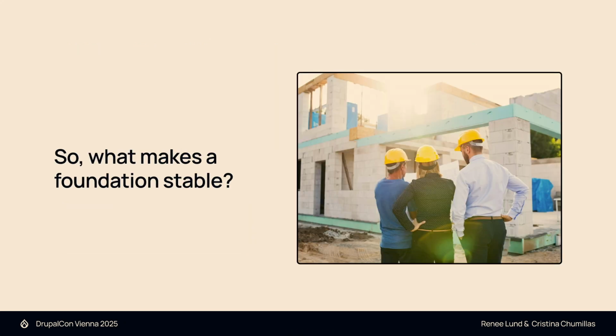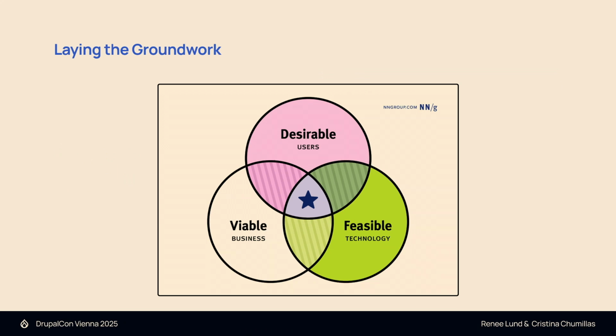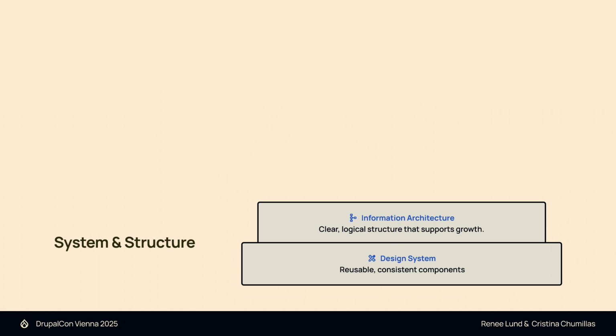That's the analogy. So what makes a foundation stable? Before you can pour the foundation, you need to lay the groundwork. You need to have good alignment between all three of these disciplines: technology, business, and users, so traditionally UX, product, and engineering. This serves as your blueprint, right? Before you start moving into the foundation, you need to be aligned. So what does that look like?